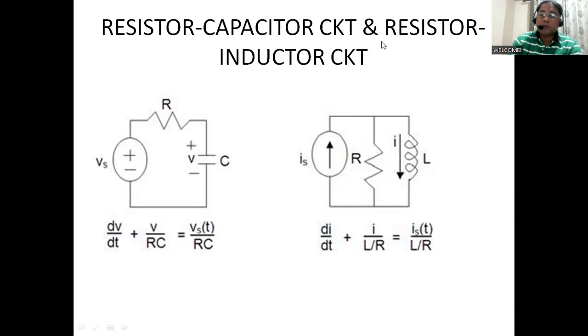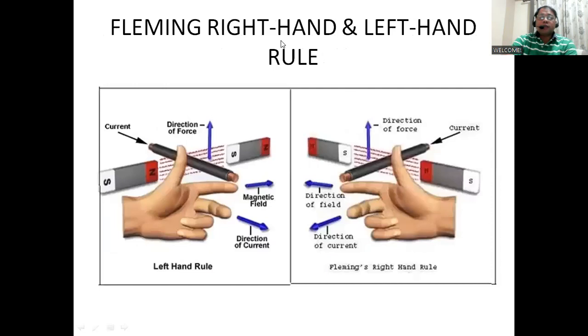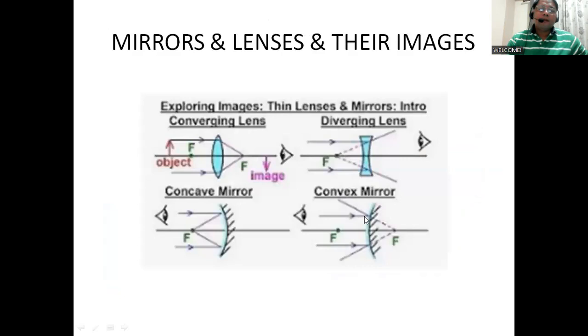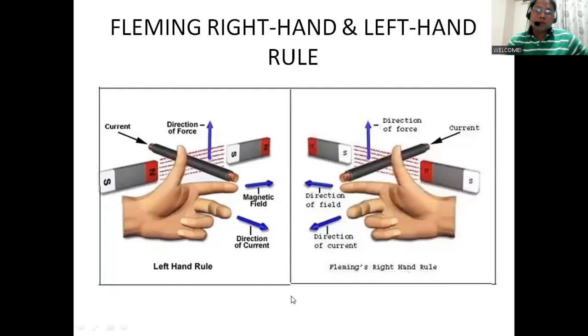Another one is Fleming's right hand and left hand rules. They serve their own purposes. Sometimes the left hand rule is the one used for the motor effect, and the other one is for the generator. Again, you can further advance your appreciation of this lesson.